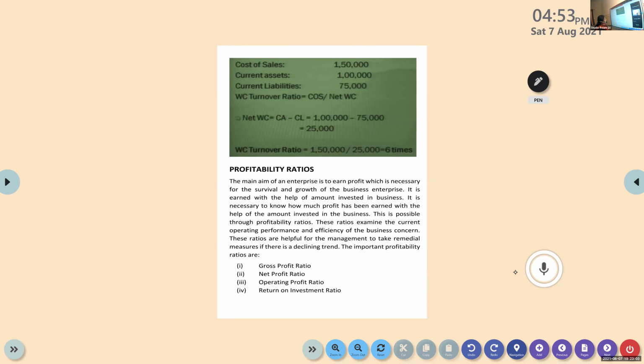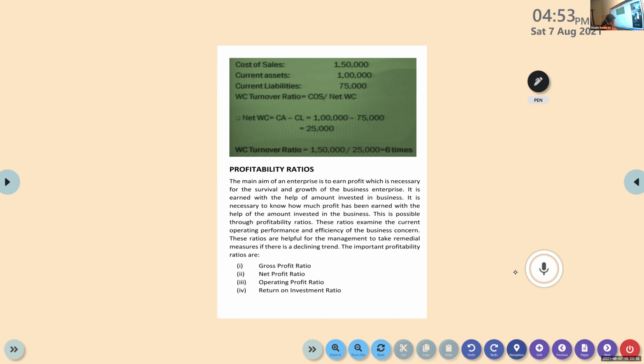In this category of profitability ratio, the most important ones are these four. Please put a tick near them: gross profit ratio, net profit ratio, operating profit ratio, and return on investment ratio. That's it.